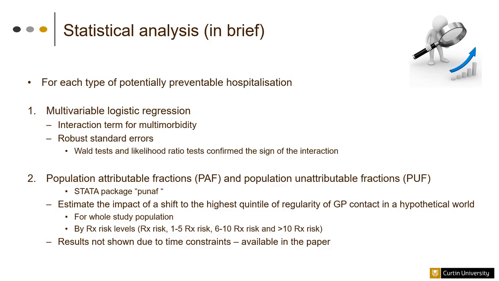We also calculated population attributable and population unattributable fractions to estimate the potential change in the impact of regularity in a hypothetical scenario where everyone in our cohort had attained the highest regularity. The results of this analysis are not shown in this presentation in the interest of time, but can be viewed in the paper.